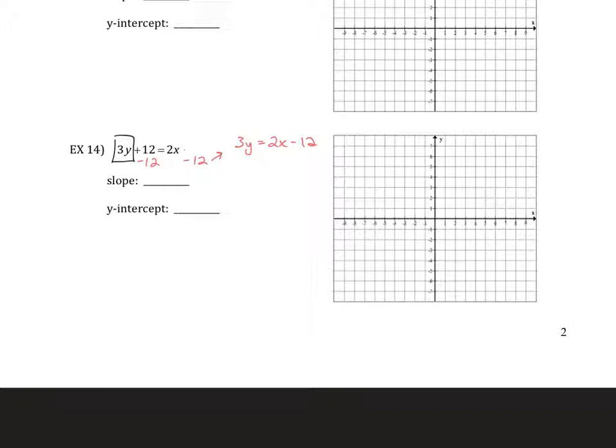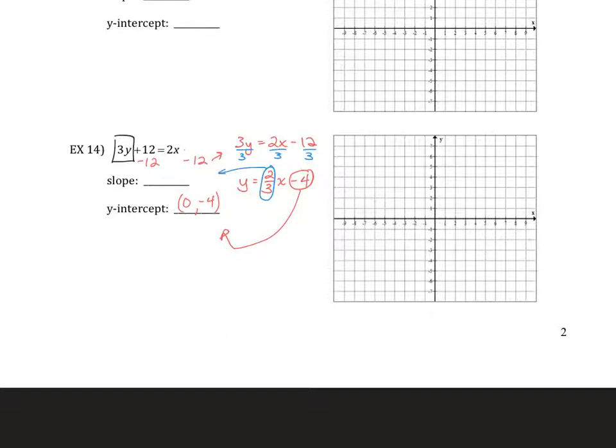We're almost done solving for y. We have to divide by 3. And so this will give a new equation of y equals 2/3 x minus 4. That being said, we know that this is the y coordinate for the y-intercept. So negative 4 will go into a coordinate pair where x is equal to 0. And the slope here is 2/3.